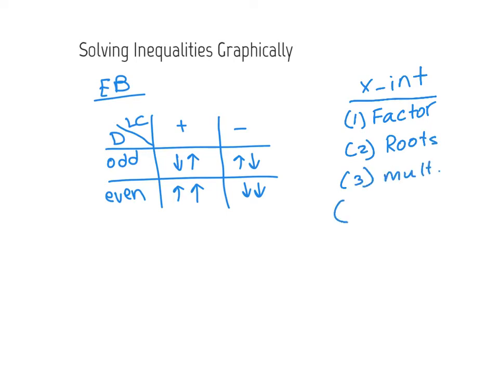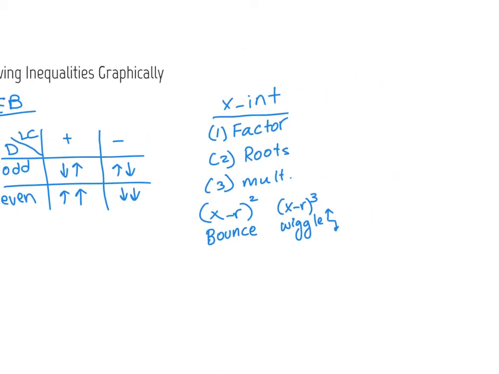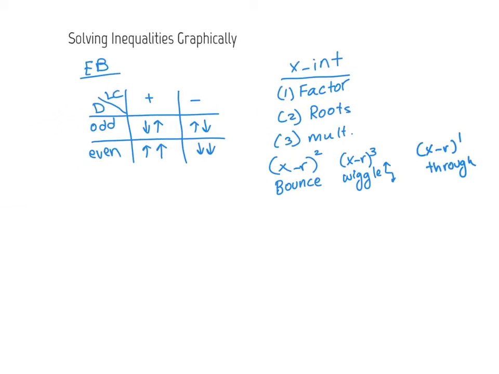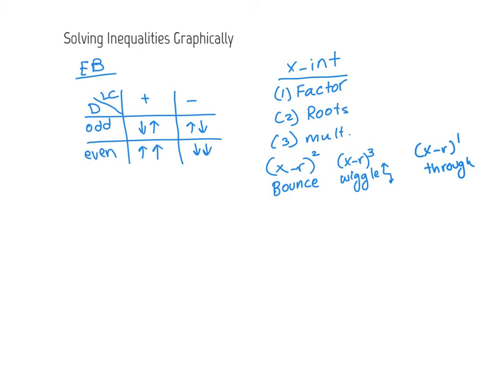So keep in mind, if you have a root that is to the power 2, then it's going to bounce or be tangent to the x-axis. The multiplicity will be 2. If I have a root with an odd degree of 3 or 5, then it will be wiggling at that root. So basically just looking like a cubic function. And if it is to the power 1, then it's going to go through. So these are the concepts we need to review in order to be able to solve inequalities graphically.